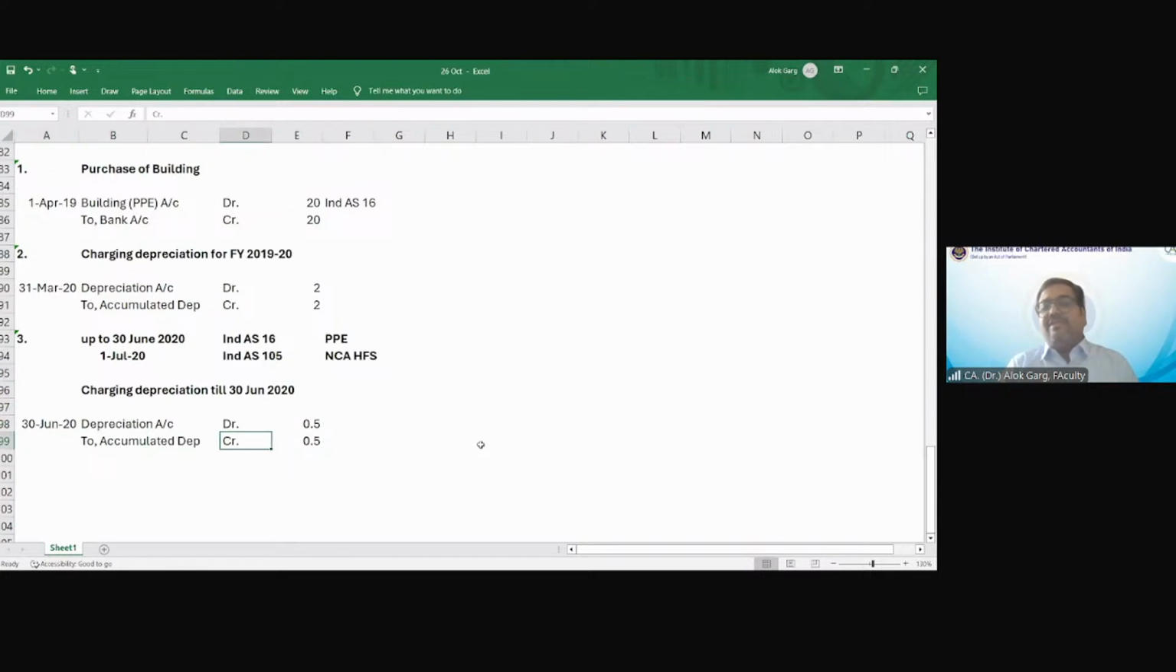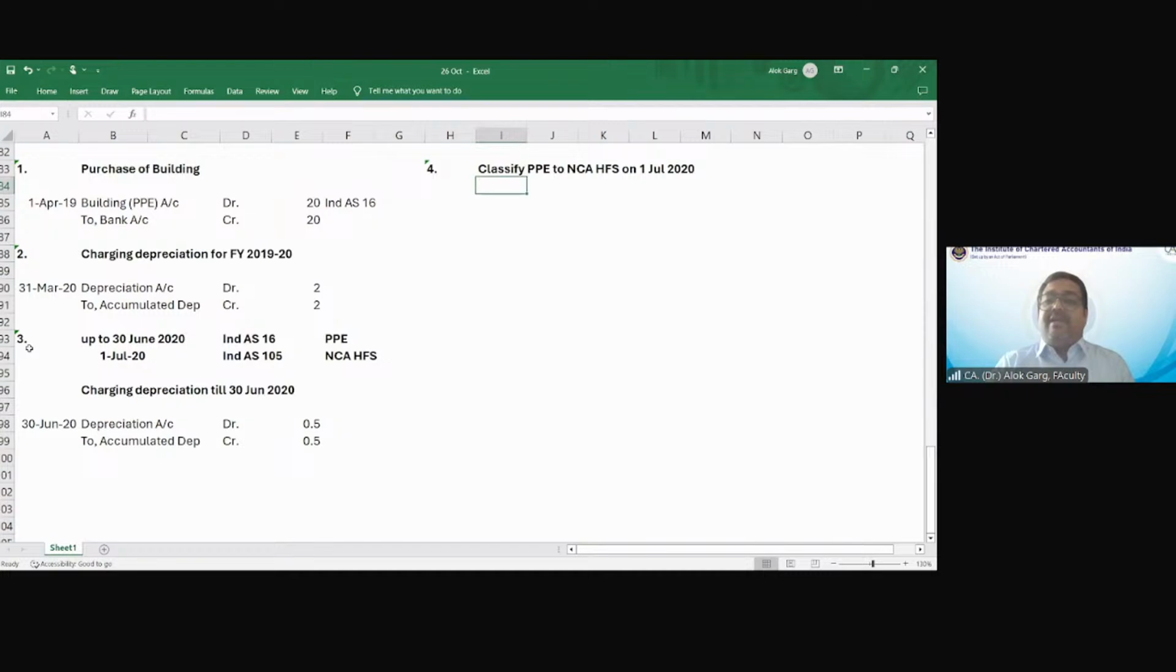Okay, now what is the next entry? Now PP carrying value has been determined. Now we have to convert it, classify it to the NCHFS. So entry number 4: classify PP to NCA HFS on 1st July 2020.